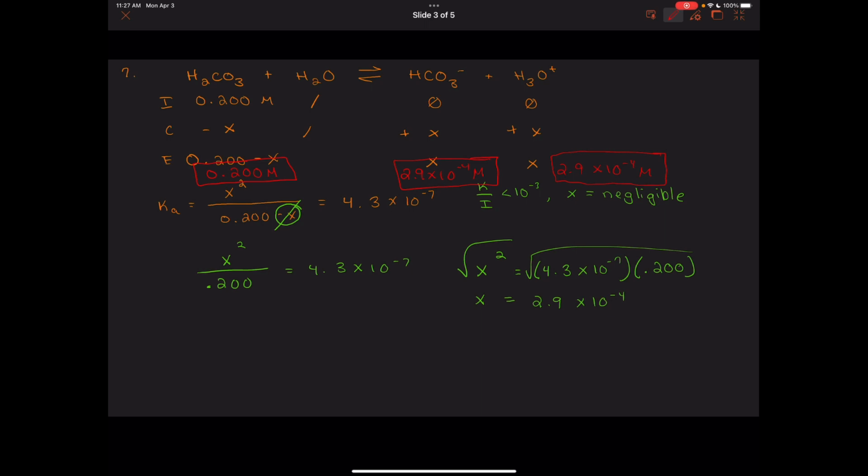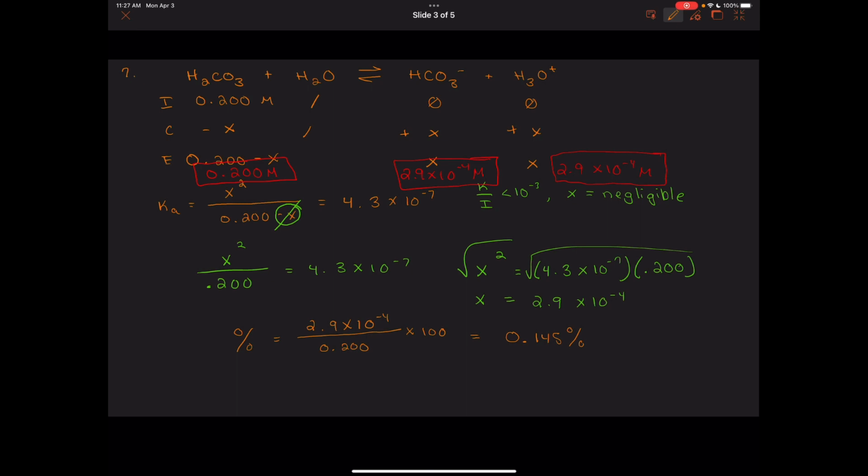Now we're also asked to calculate the percent dissociated. So our percent dissociation is our change, x, divided by our initial concentration, which is going to give me 0.145%. So this is the dissociation for step 1.